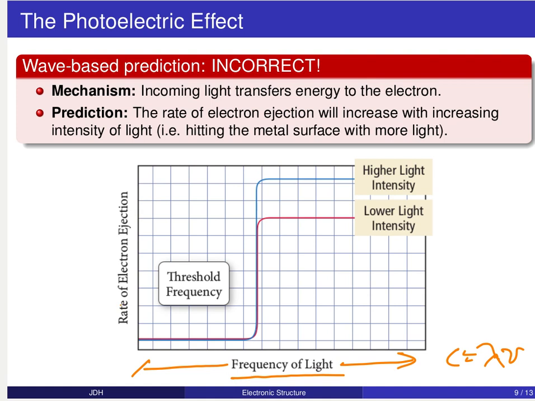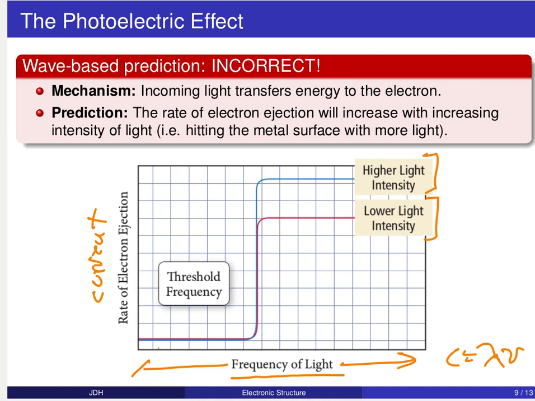And then on the vertical axis, we're looking at the rate of electron ejection. Basically this comes down to looking at the current. So we're monitoring the current in that little amp meter or whatever you have plugged into that circuit. What we see is two different lines, a blue line and a red line. The red line corresponds to a lower intensity of light, so fewer beams of light impacting that metal sample, and the blue one is a higher intensity of light.